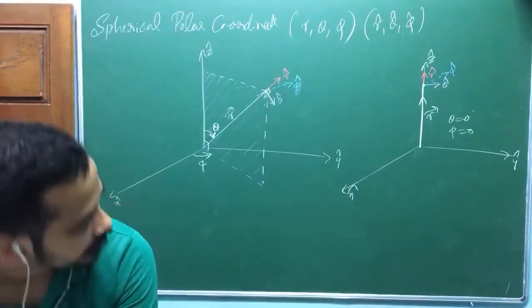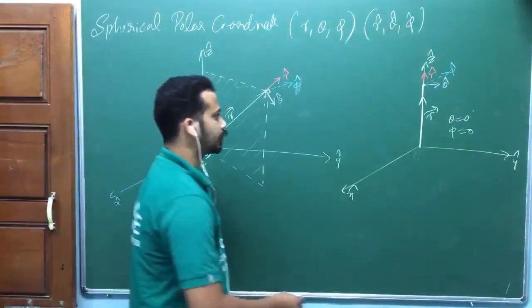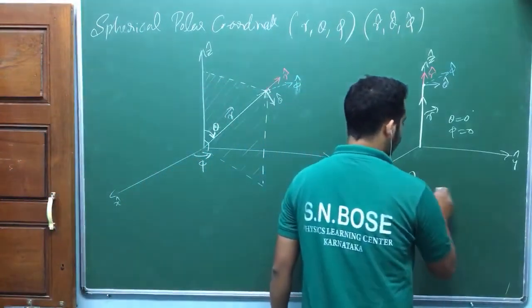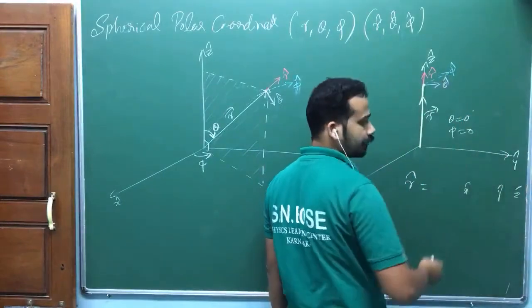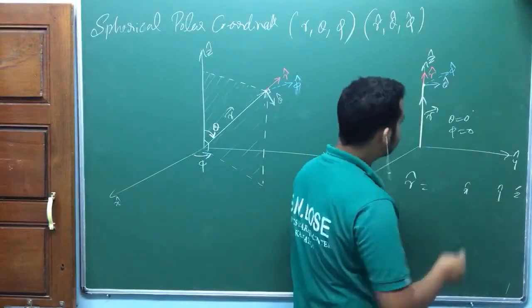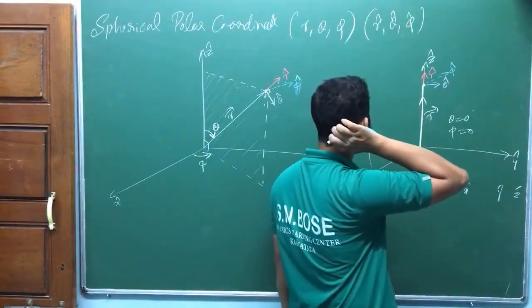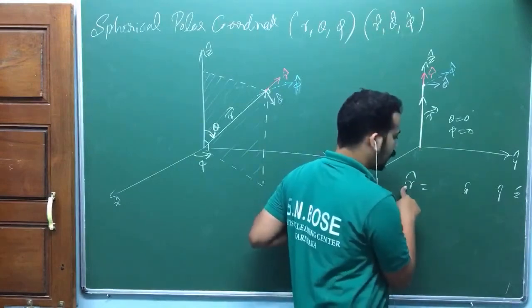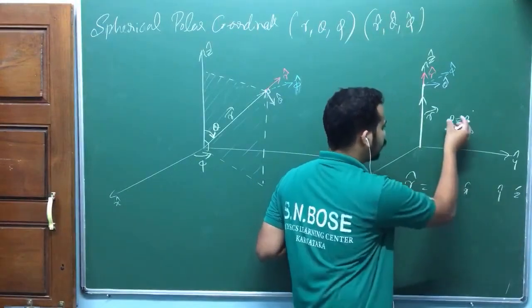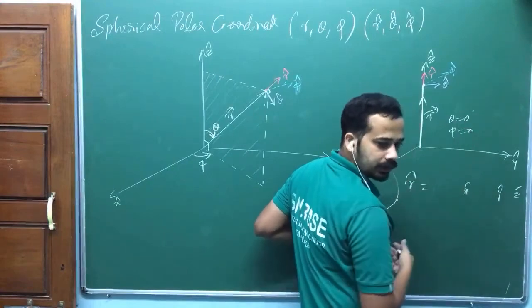Anyway, you just work out this relation. R cap in terms of x cap, y cap, z cap. Then substitute what is theta and phi value. That's the best idea. Yeah, theta tends to 0 and phi tends to 0. You better work out this one, R cap in terms of x cap, y cap, z cap. Then put theta and phi value. Then I think you will get that one.